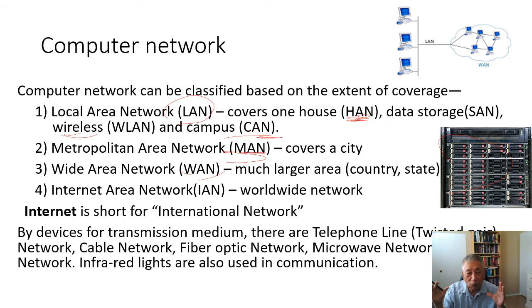Then of course, why do you need a different one? Because the range and the coverage area is so big that you need very special equipment and special software to handle that large volume of traffic. Then internet area network. You have heard about the internet, but maybe not as an area network, but that's the IAN. It's a worldwide network. Internet is short for international, so the whole world even.